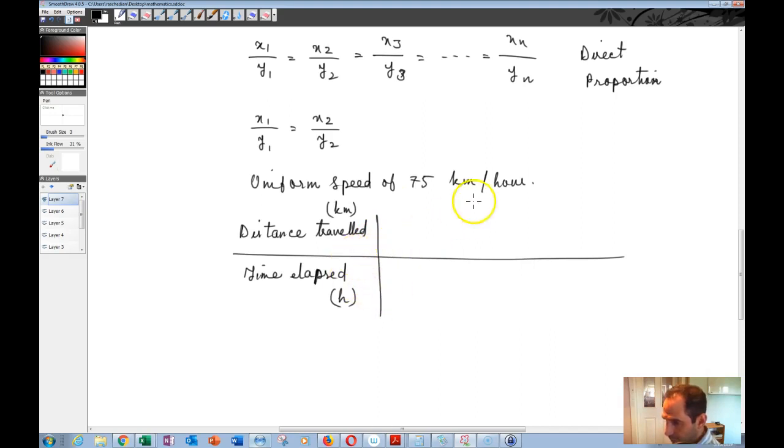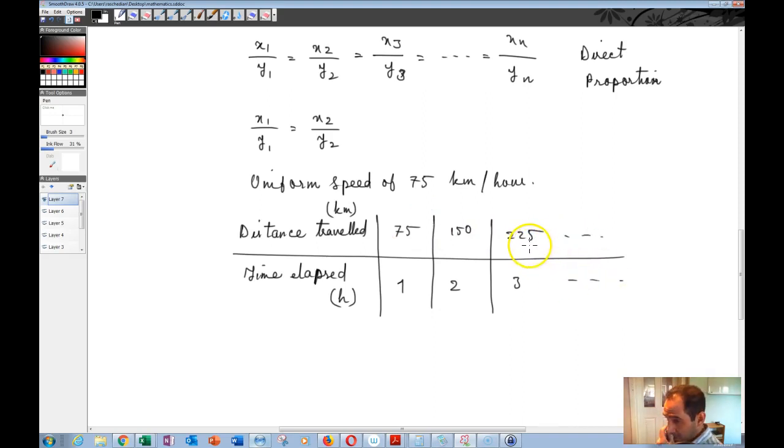Then at 75 kilometers per hour, that means that after 1 hour you will have gone 75 kilometers. After 2 hours you will have gone 2 times 75, which is equal to 150. After 3 hours you will have gone 3 times 75, that would be 210, and then 15, so 225, and so on and so forth.